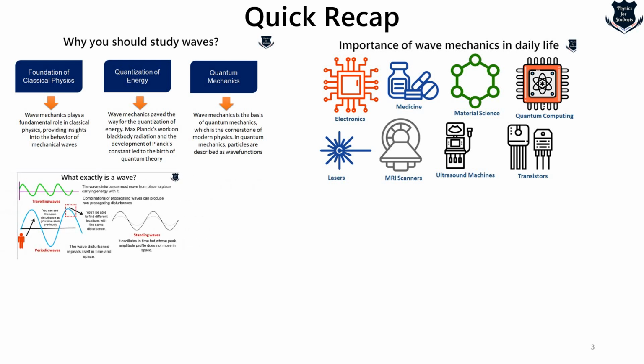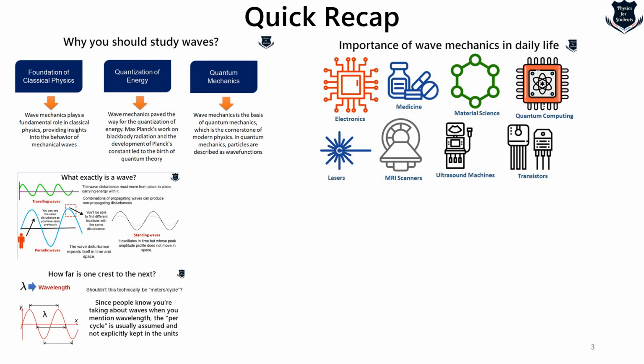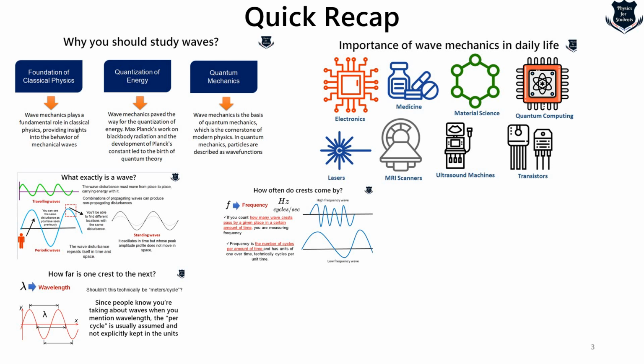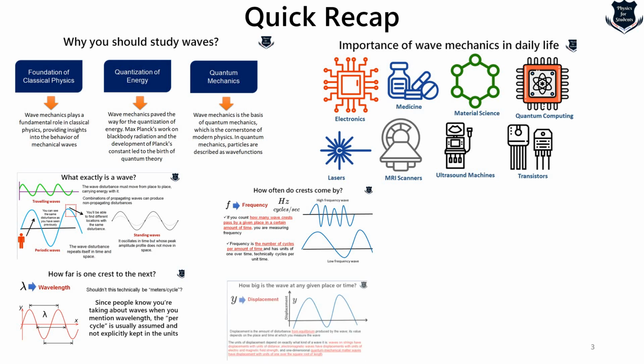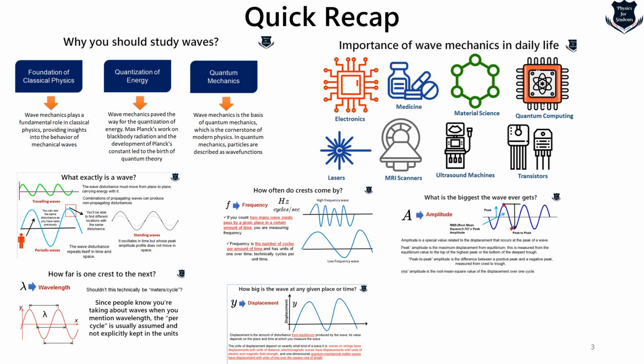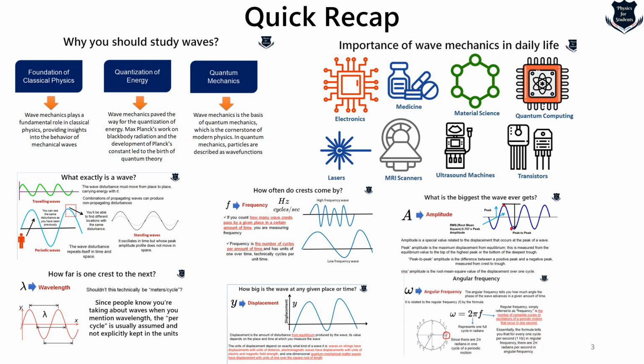We also learned what exactly is a wave, and how far it is from one crest to the next. We have also looked deep into how often crests come, the concept of frequency, as well as the concept of displacement. We have also looked earlier into what is called amplitude, what is the frequency and angular frequency, and many other things.